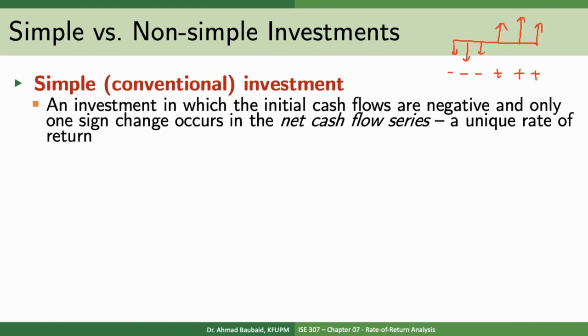And we're going to see, of course, that a non-simple investment is something where you have multiple sign changes. Okay? But a simple investment looks exactly like this. It can be one payment that's negative, and then all the rest are positive. But it can also be a few negative payments at the beginning, but then the sign changes and it stays positive until the end.